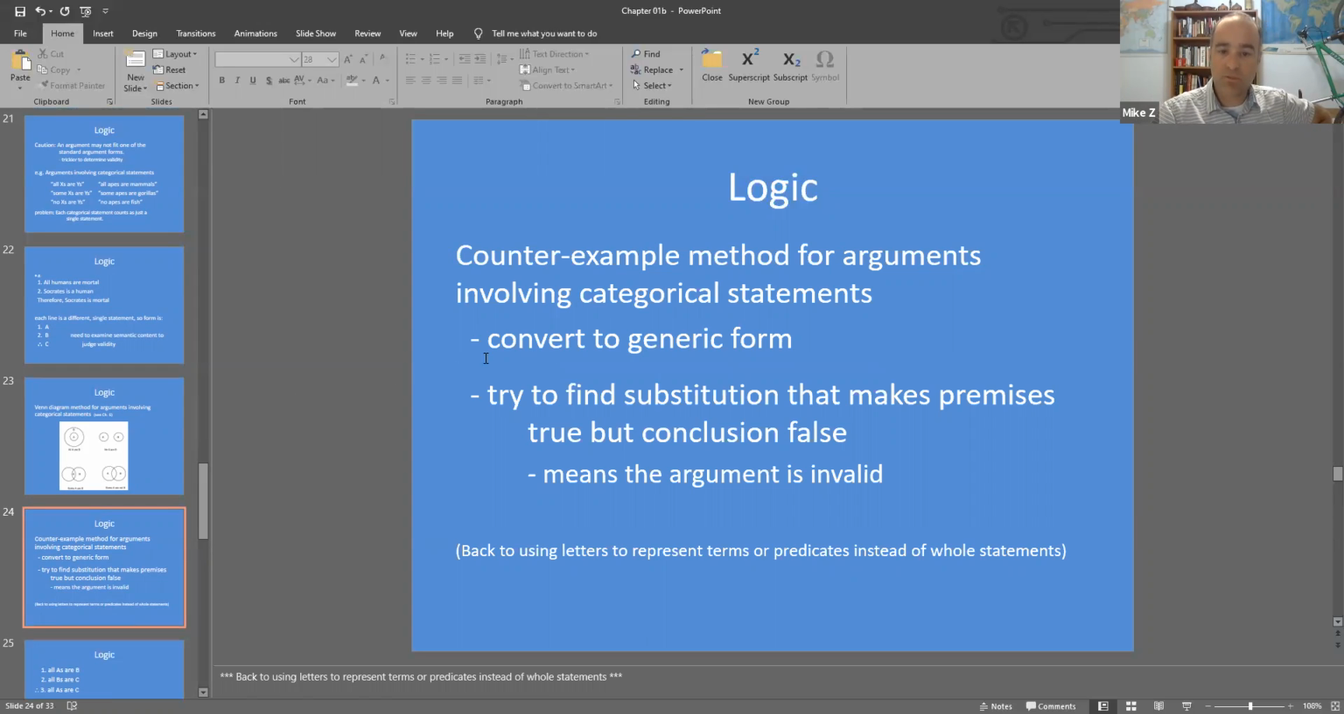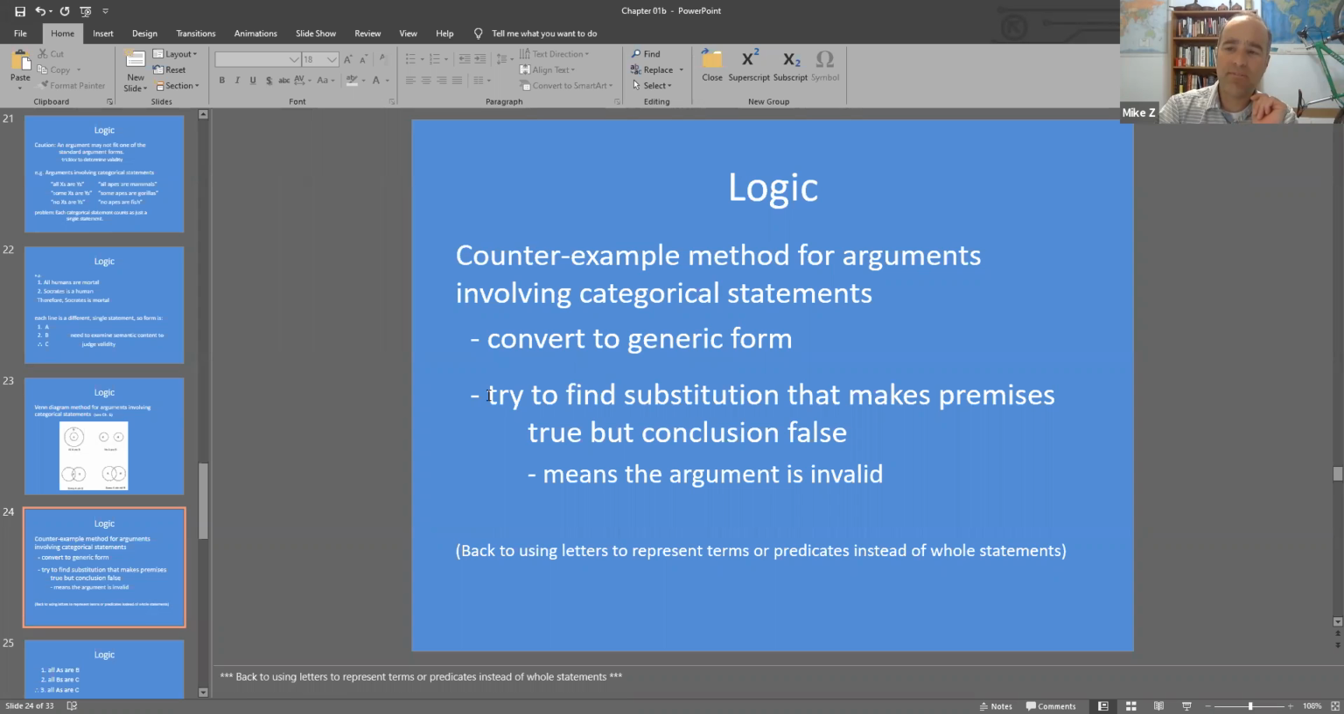So first of all, you need to convert the argument to a generic form, if it's not already like that, involving just A's and B's, as opposed to the whole regular English sentences. And notice the other thing we've got to do here is, instead of using capital letters to represent whole statements, we're now back to what we started off with at the beginning of chapter 1, which is using capital letters to represent individual terms or predicates instead of whole statements.